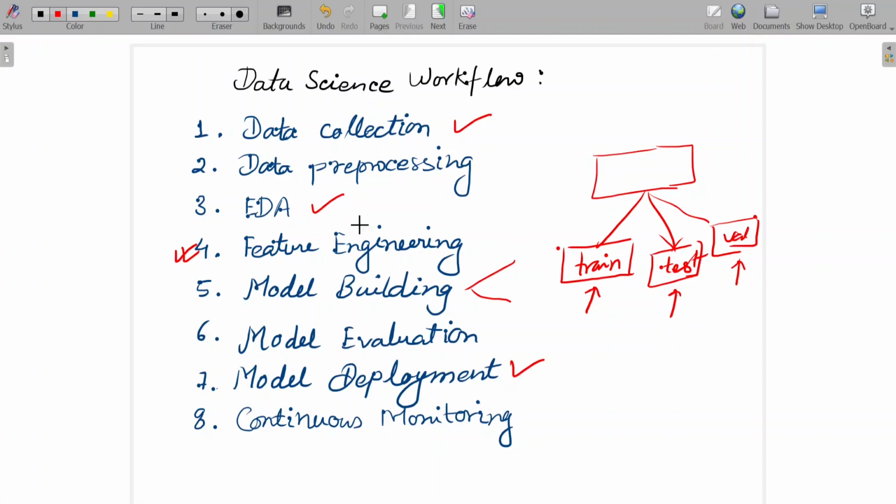Once this is done, data science people are going to monitor it. Don't think that after model deployment, the data scientist's work is over. The model needs to be monitored and retrained to adapt to changing data patterns. So this also comes under the data science workflow.